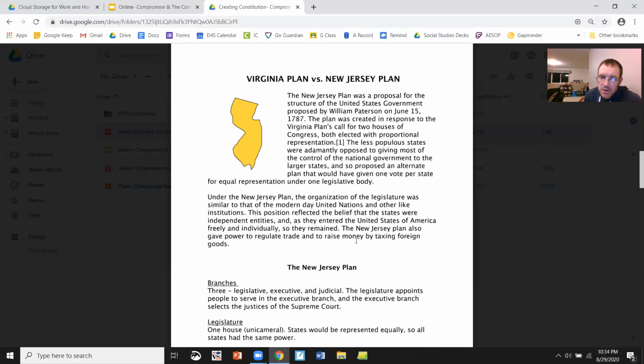Under the New Jersey plan, the organization of the legislature was similar to that of the modern-day United Nations and other like institutions. This position reflected the belief that the states were independent entities, and as they entered the United States of America freely and individually, so they remained. The New Jersey plan also gave power to regulate trade and to raise money by taxing foreign goods. So they feel that each state should have 1 vote because each of them decided as an independent group to come into the nation. They're going to regulate trade, which is good, and they're going to get tax money by taxing foreign goods. So that's where their tax money is going to come in, trying to solve those problems from the Confederacy.